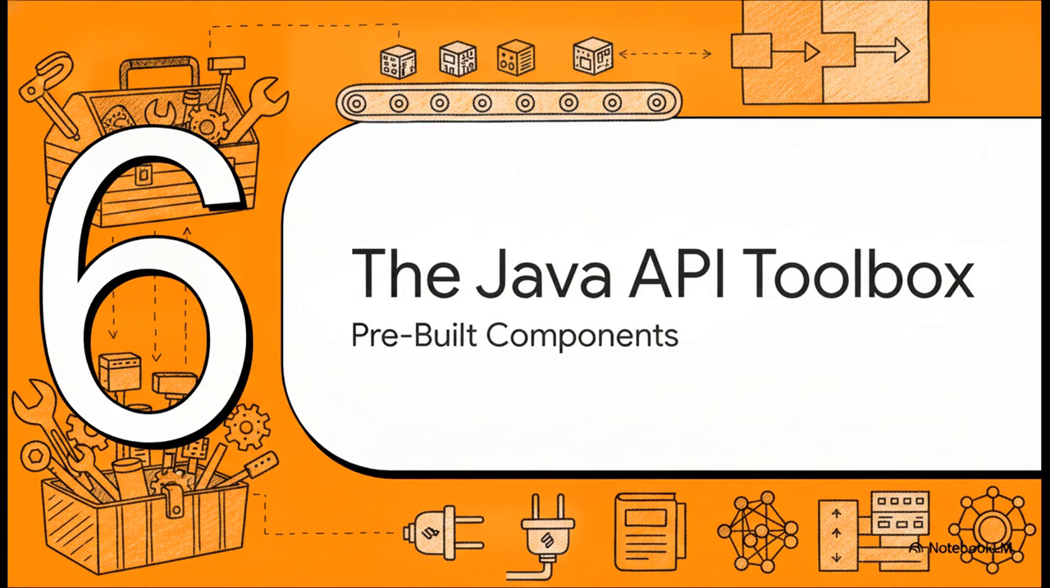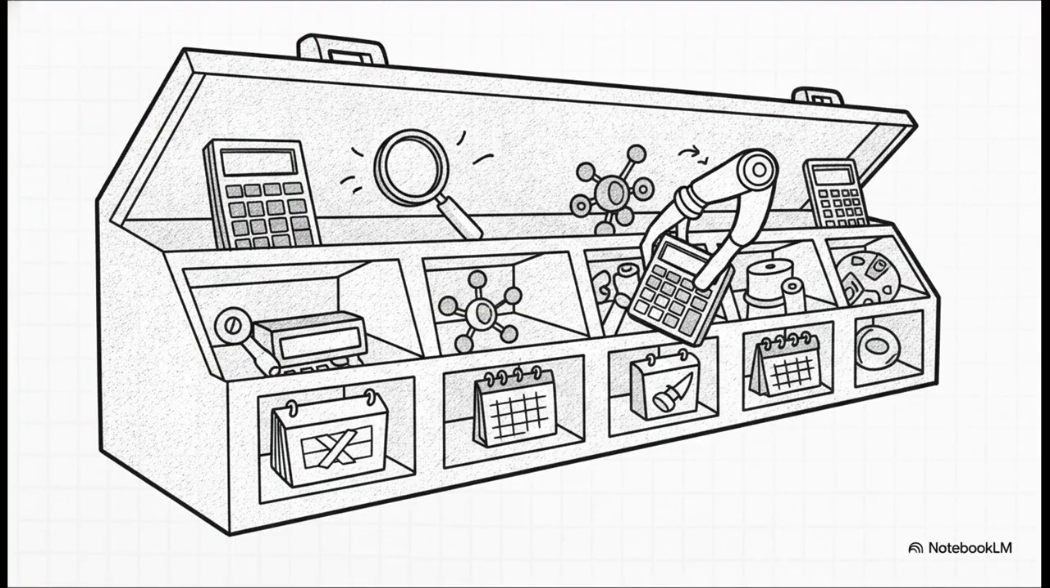Finally, Part 6, the Java API Toolbox, our pre-built components. The absolute best part about building massive applications in Java is that you don't have to invent every single tool in your factory from scratch. Java provides massive API packages. These packages contain highly optimized, pre-built classes.